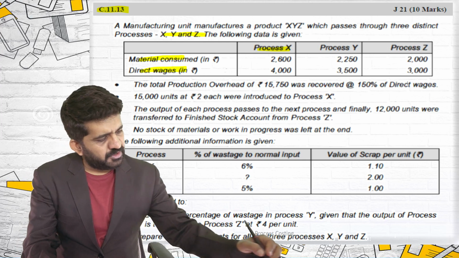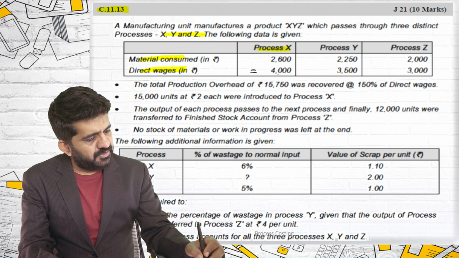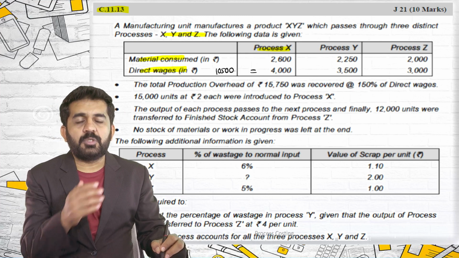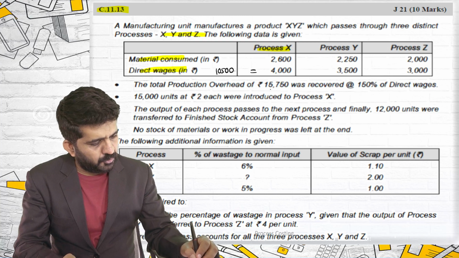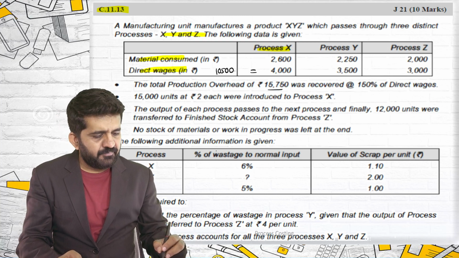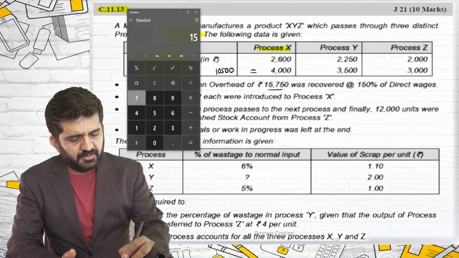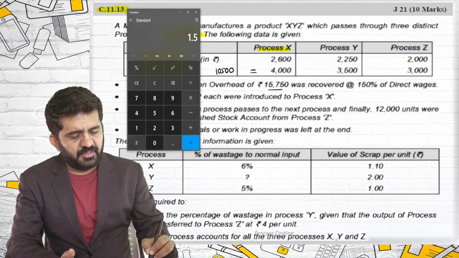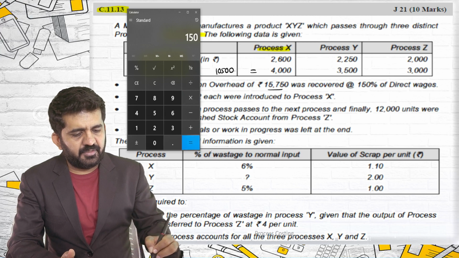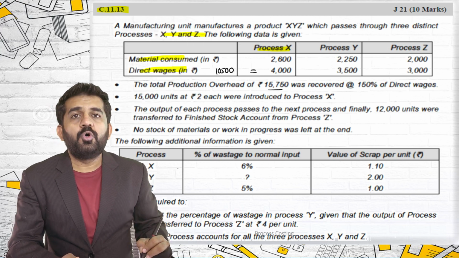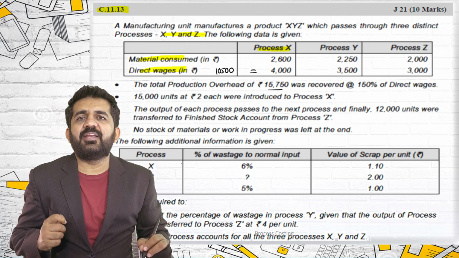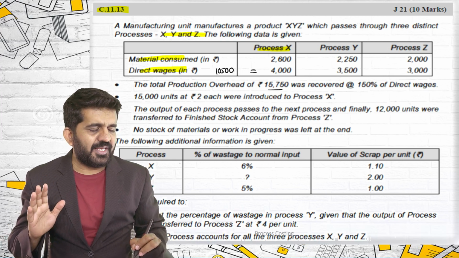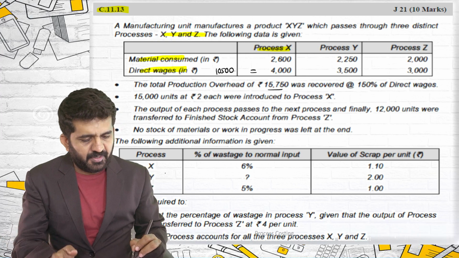So let us understand what is direct wages. Direct wages is 10,500 total. And what is total production overhead? 15,750. So 15,750 on 10,500 will be 1.5 multiplied by 100 is 150%. So 150% of direct wages, individually for all three processes X, Y, and Z, will become my overhead.